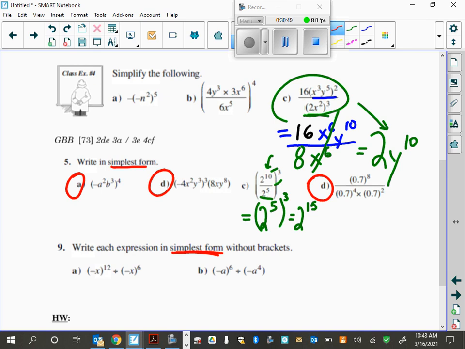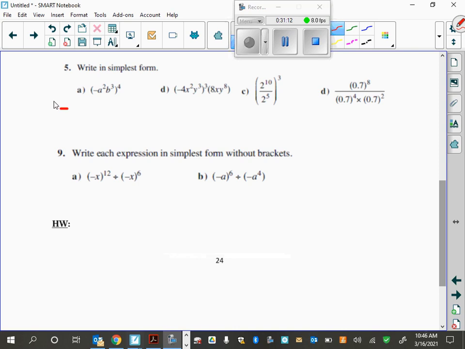Simplest form. So it doesn't say evaluate, thank goodness. So you don't need to give me what 2 to the 15th equals. If it said evaluate, you'd have to punch it out in your calculator. 2 exponent 1/5. Podcast people, pause. All right, record. Did everybody get this far right?